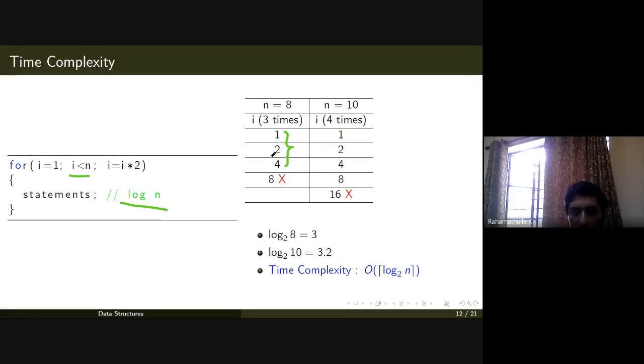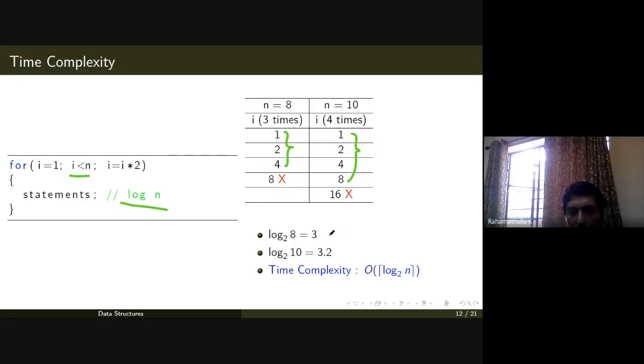Let's take a value n equal to 10. So i equals 1, it will be executed. i equals 2, it will be executed. i equals 2 squared, executed. i equals 2 raised to 3, in that case also this will be executed. So the statements will be executed 4 number of times.